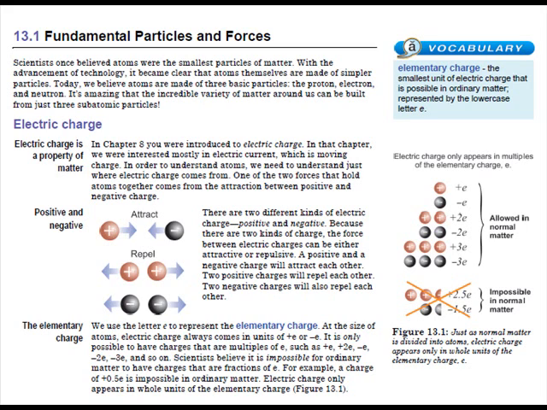A positive and a negative charge will attract each other. Two positive charges will repel each other. Two negative charges will also repel each other. We use the letter e to represent the elementary charge. At the size of the atom, electric charge always comes in units of plus e or minus e. It is only possible to have charges that are multiples of e, such as plus e, plus 2e, minus 2e, minus 3e, and so on. Scientists believe it is impossible for ordinary matter to have charges that are fractions of e. For example, a charge of plus 0.5e is impossible in ordinary matter. Electric charge only appears in whole units of the elementary charge, Figure 13.1.